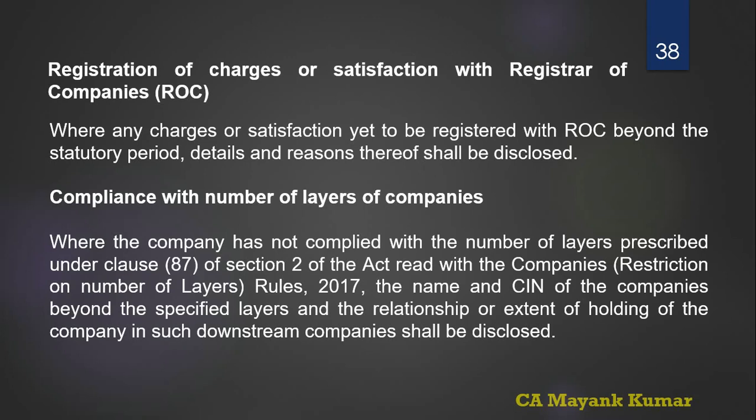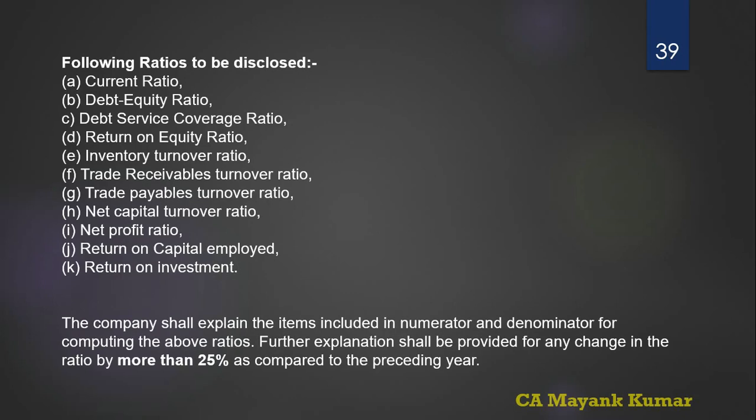Next one relates to the number of layers of companies. So the company which has not complied with the number of layers as per section 2(87), the company will disclose the details as well.